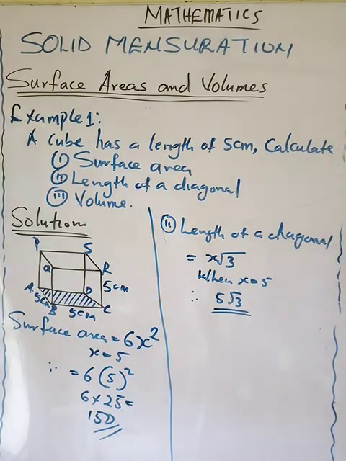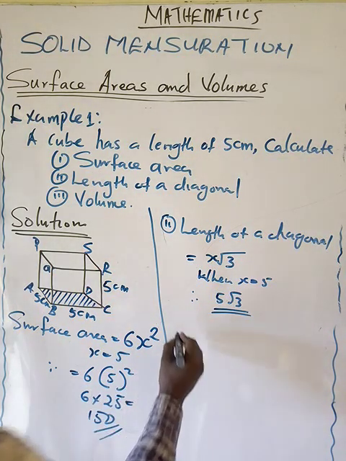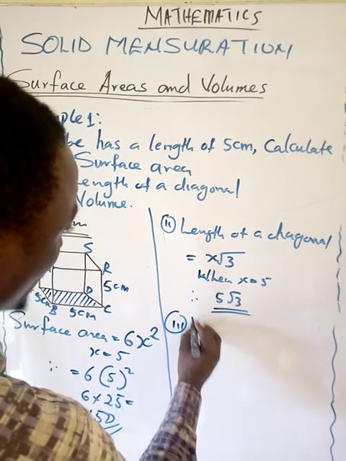And the third one we want to calculate now is the volume. Volume is x raised to power of 3. The third one is volume.